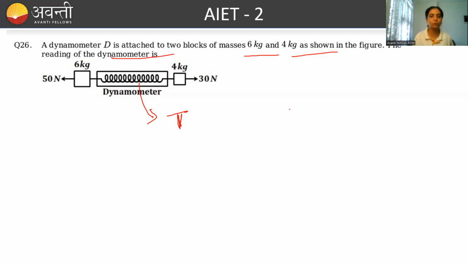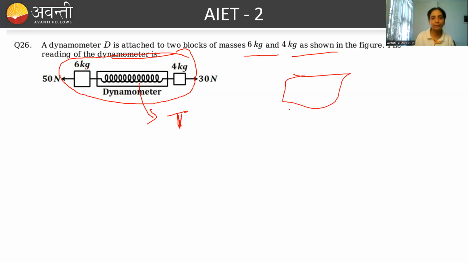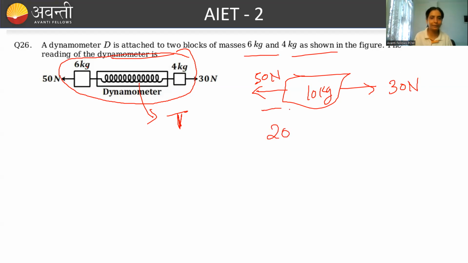First thing, remember this point. So we have to calculate tension here. Again, if we consider this whole as a system, so this system has a mass of how much? 6 kg, 4 kg. Dynamometer spring like a structure, massless we have to consider. So this system has a mass of how much? 10 kg. And on this system, in this direction, force acting is 50 Newton. In this direction, force acting is 30 Newton. So net force acting on it is 20 Newton in this direction. So net force will be mass into acceleration.